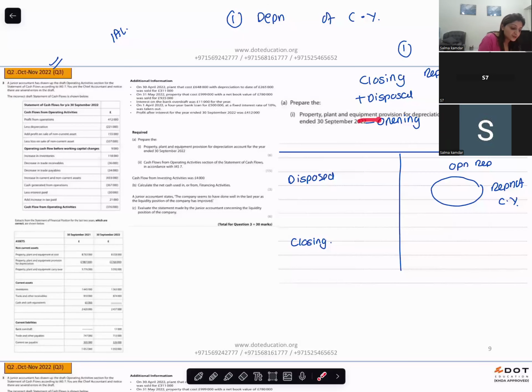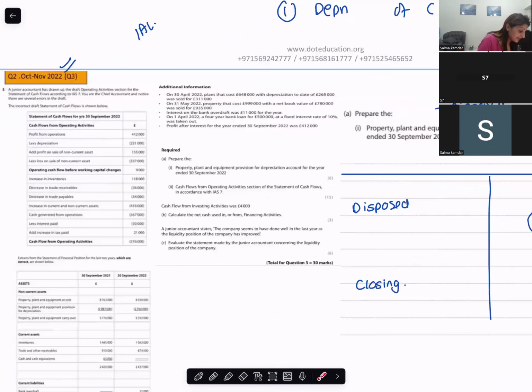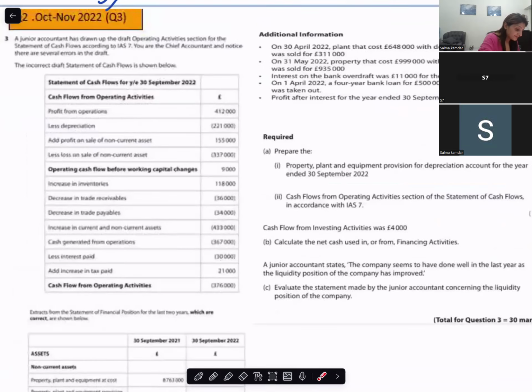So if they ask you to make the account, this is the account. This account only I have put in the vertical form. Closing plus disposal minus opening. You get this. Are you with me? Okay. Now we'll read the question properly and see what we have.